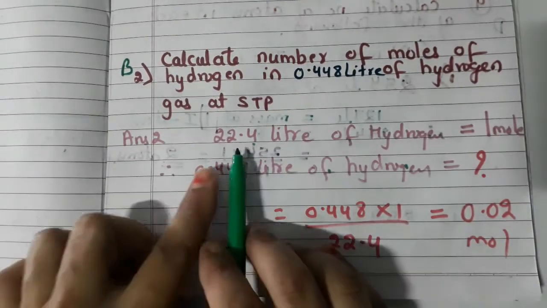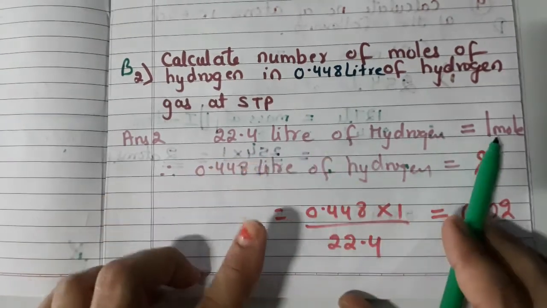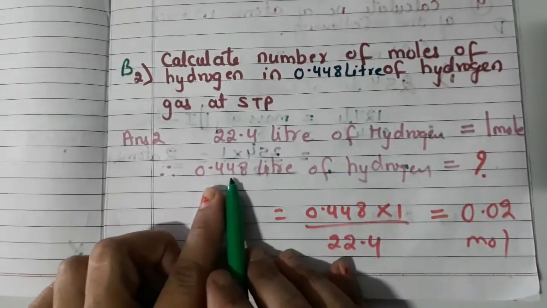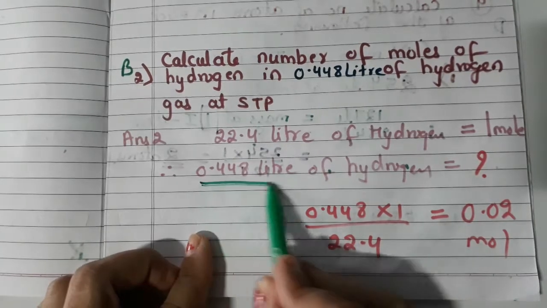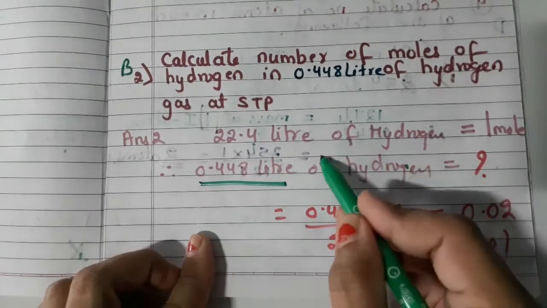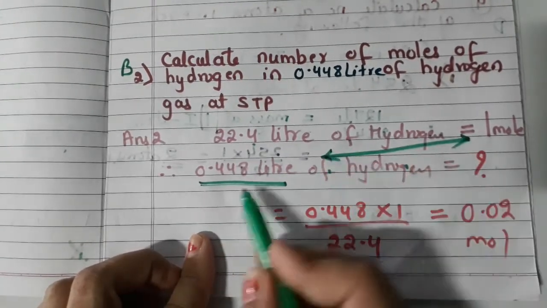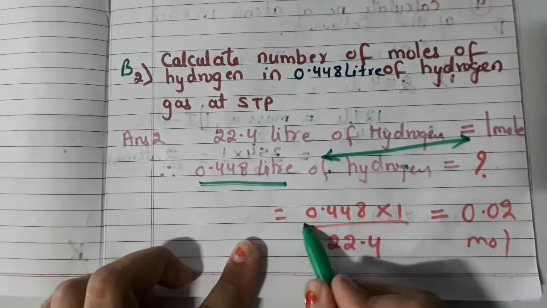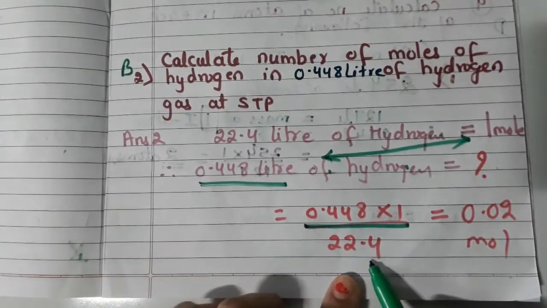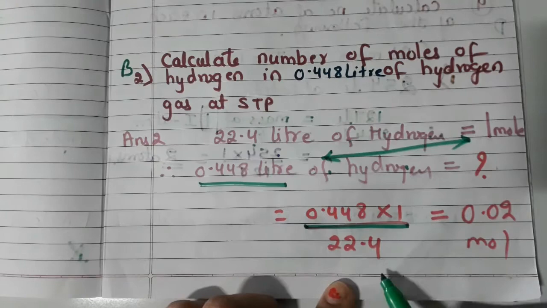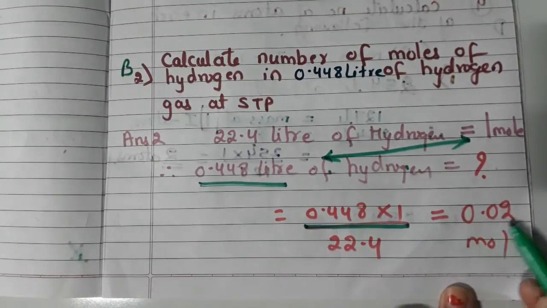Let us see what I have written. So, this many liters has 1 mole. So, 0.448 liters will have how many moles? It is a simple multiplication. Multiply by 1 upon 22.4 decimeter cube. When you solve this, you will get 0.02 mole.